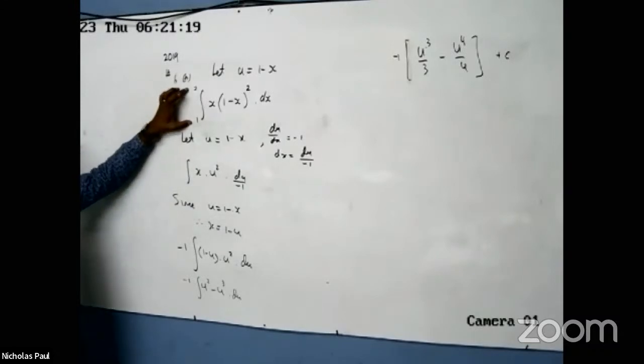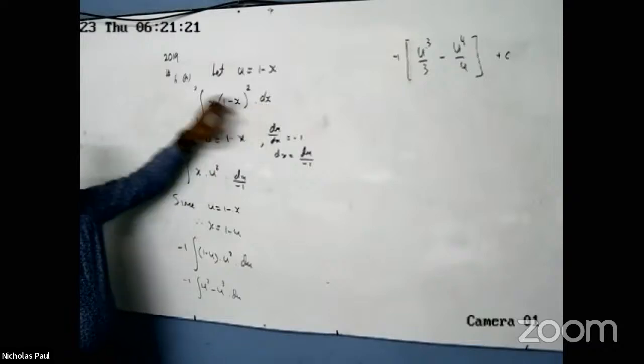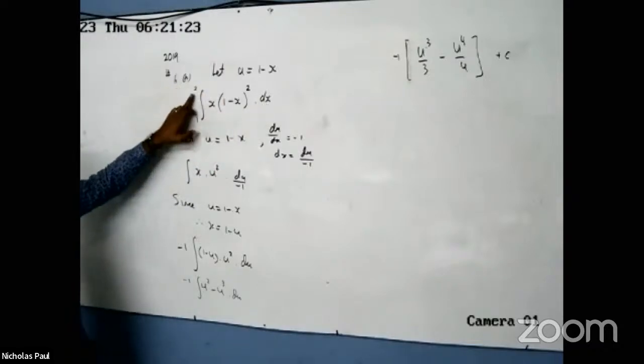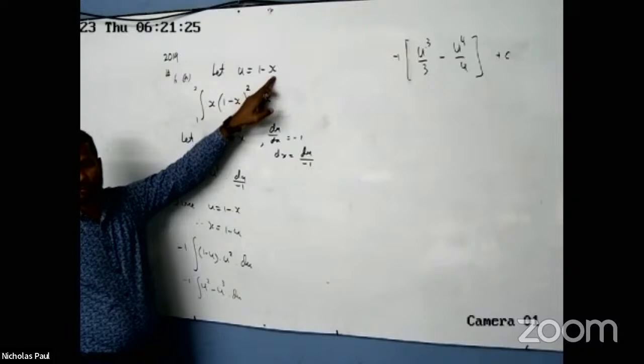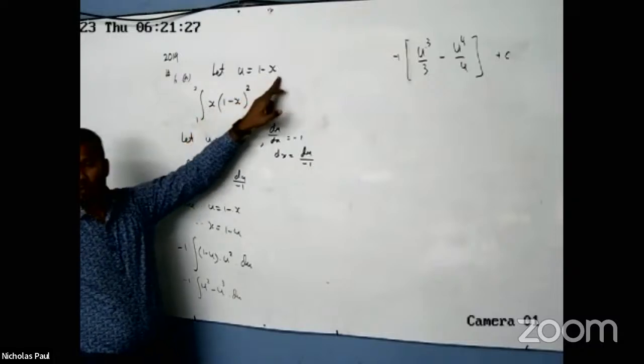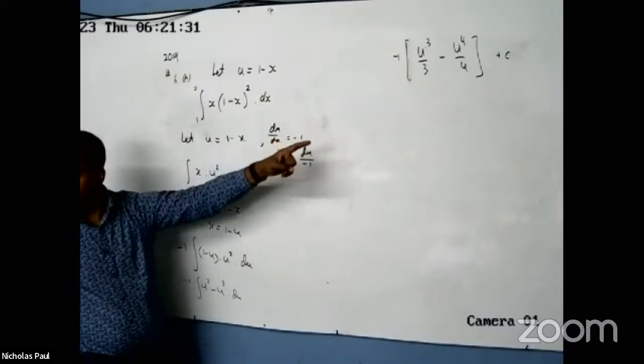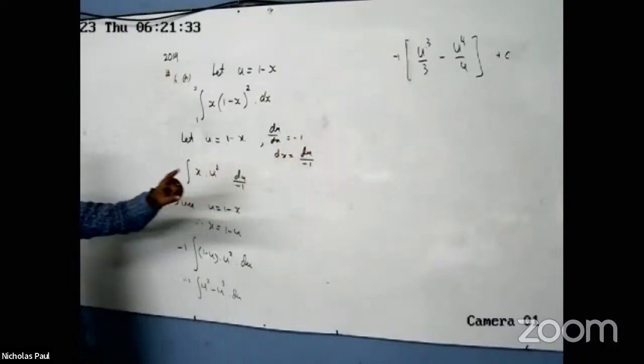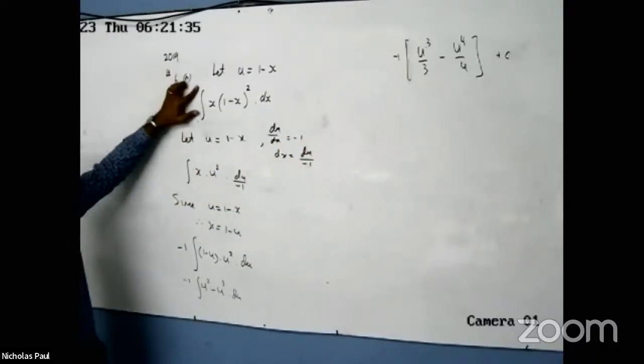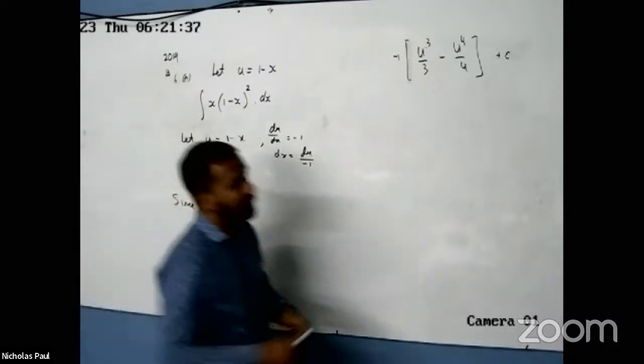So these are the limits for x. You need to get the limits for u. So when x is 2, find for u. When x is 1, find for u. And now you have the limits for u that you put in there. That's okay? If ever you see one like that, which I might show you in a little while.